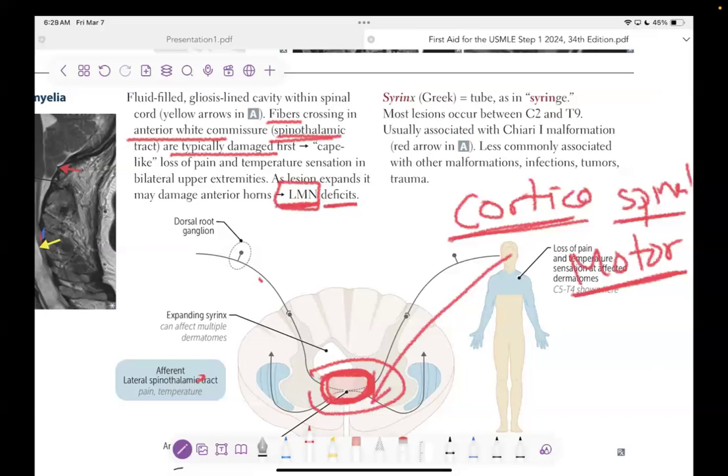Upper motor neurons are all the neurons that are in the brain and spinal cord, because the spinal cord and brain are called the CNS. And any neuron that comes out of the ventral horn is called a lower motor neuron. It means that whenever this cavity is large enough, it will push on the ventral horn, and the ventral horn is the place where the upper motor neuron finishes and the lower motor neuron starts. So it will cause a lower motor neuron deficit that we are going to study later on.